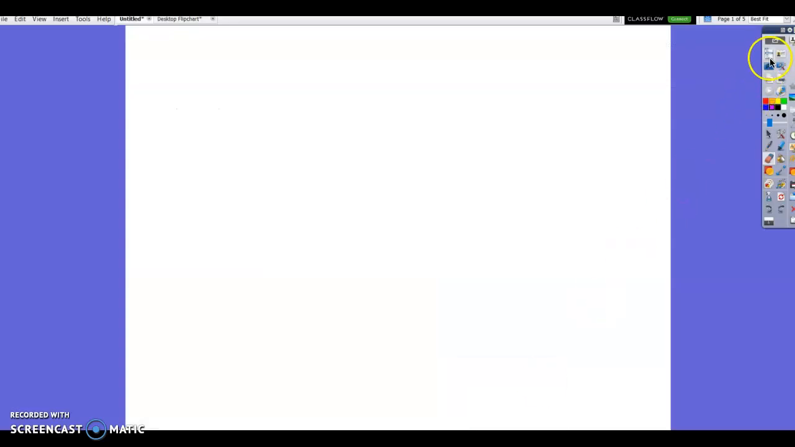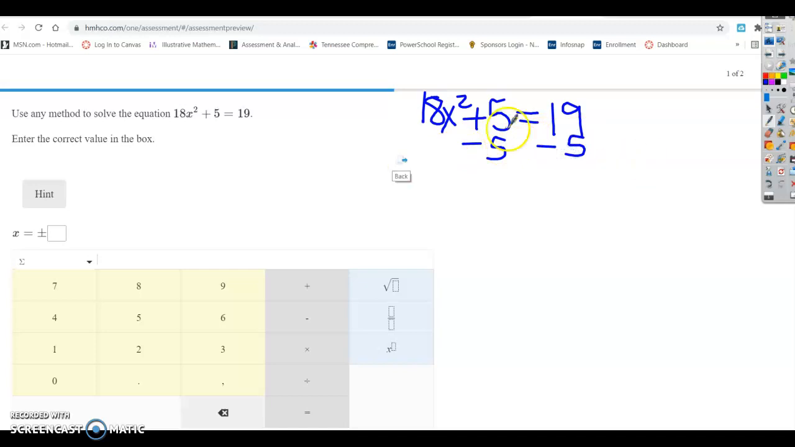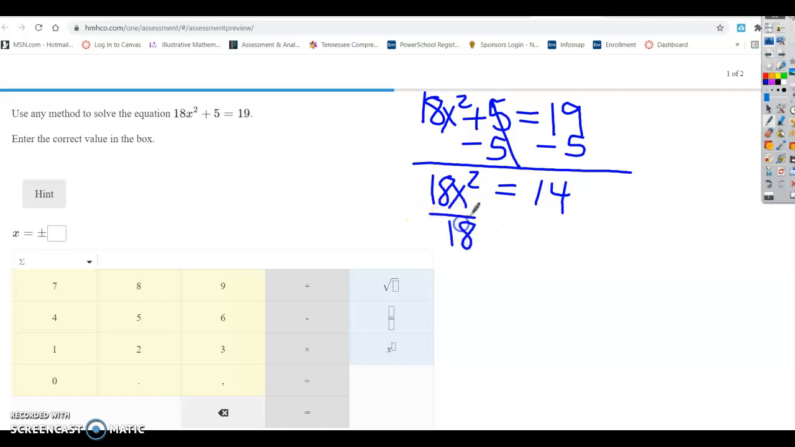Let's see if I can pull this up so I can write on my screen. If we have 18x squared plus 5 equals 19, in order to solve that, I'm going to subtract 5 from both sides. Bring down my 18x squared, and then 19 minus 5 is 14. We're solving for x, so we're going to divide both sides by 18.